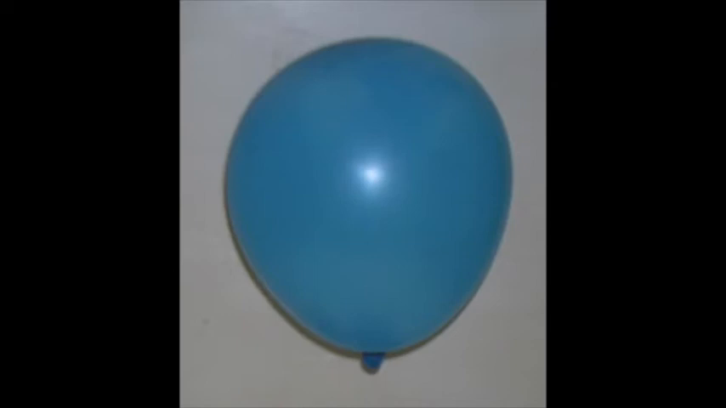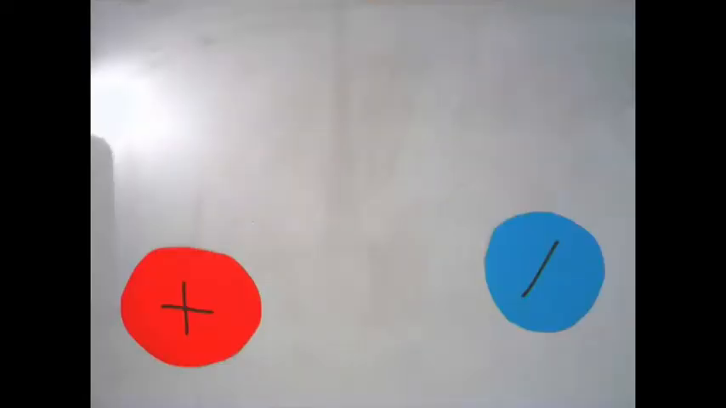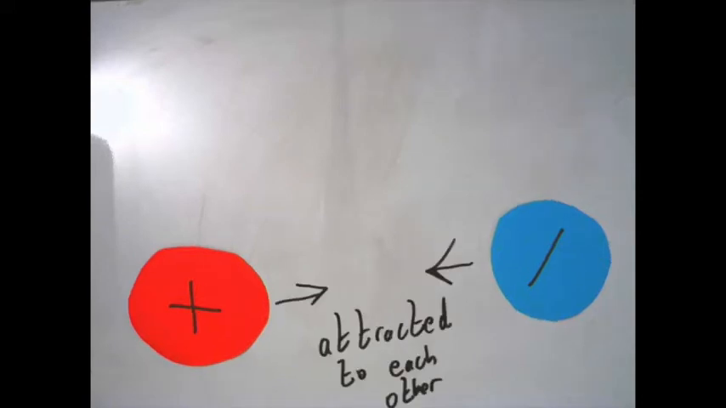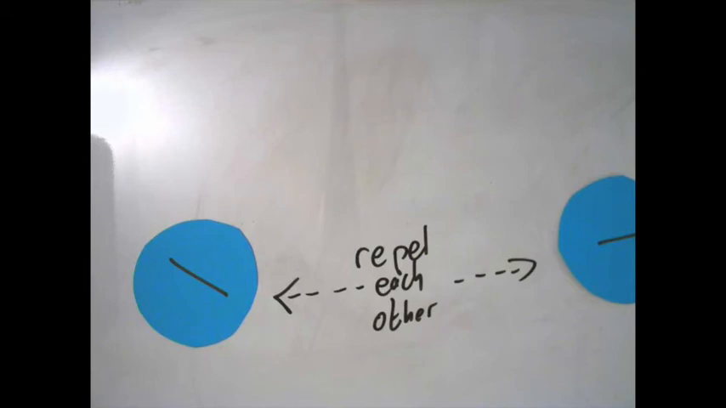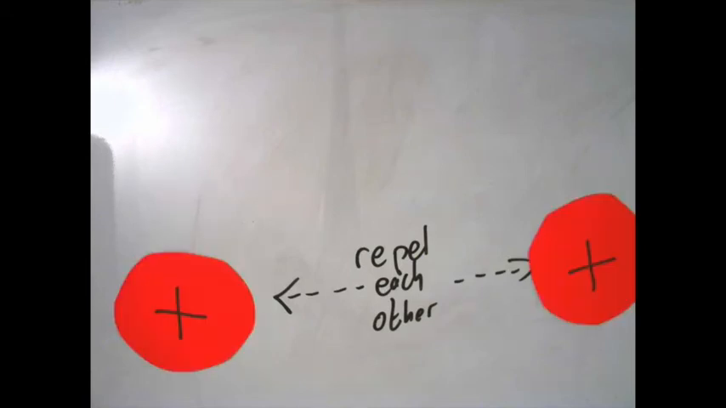So the first thing you need to be familiar with is charge comes in kind of two flavors. There's positive charge and there's negative charge. If they're opposites, if you have a positive charge and a negative charge, they're going to be attracted to each other. But if they're the same type of charge, if you've got two negatives, they won't be attracted to each other. Instead, they're going to repel or push against each other. And the same for two positives as well. They're going to push against each other, they're going to repel.